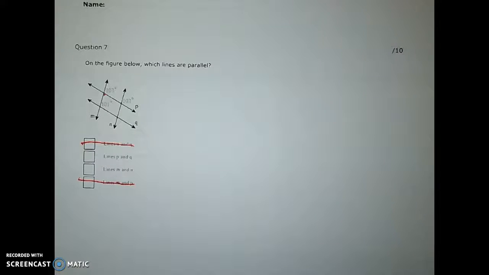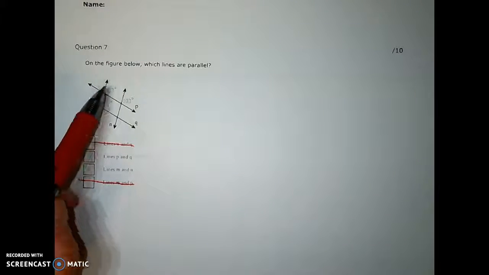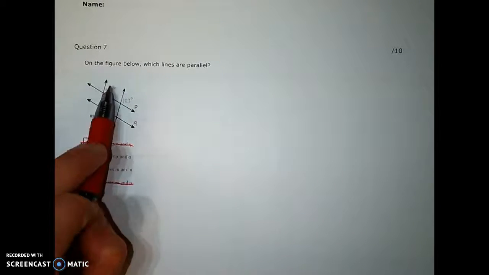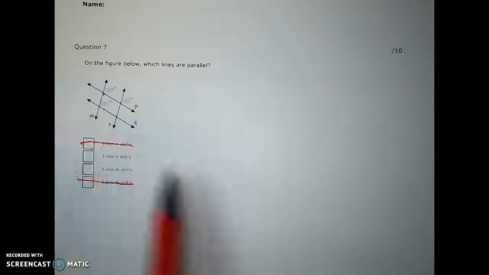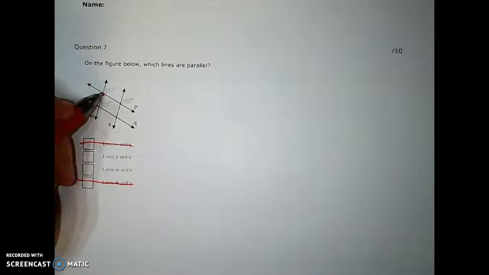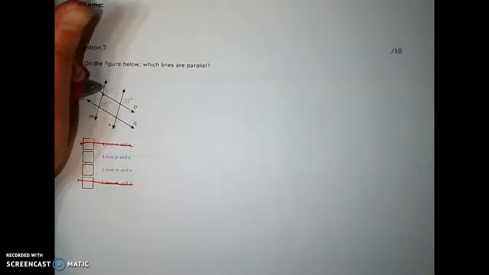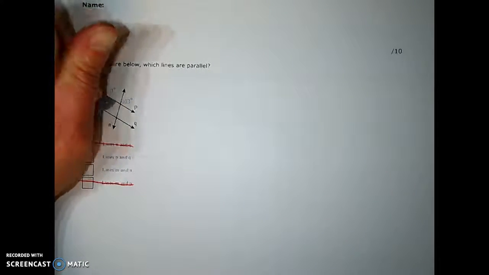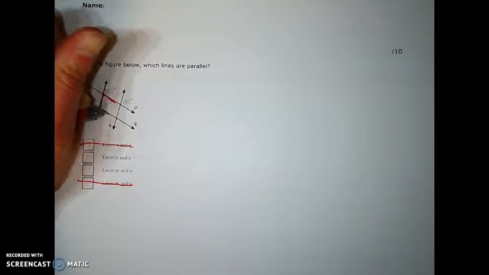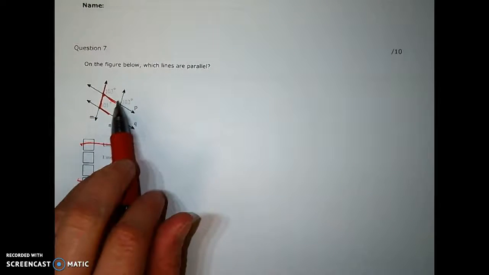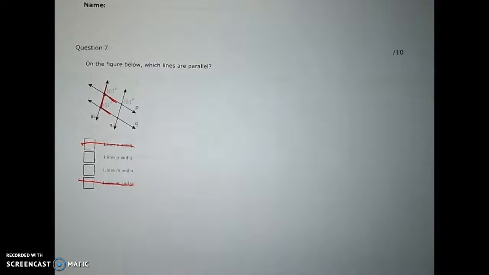Now to figure out if those lines are parallel or not, we want to look for our corresponding angles and also for alternate interior angles. So I see that with P and Q, I have two corresponding angles that are 103 and 101. The reason I know that these are angles that go with lines P and Q is that if I were to draw in the angles right here, P and Q end up being my two lines that kind of look parallel to each other.